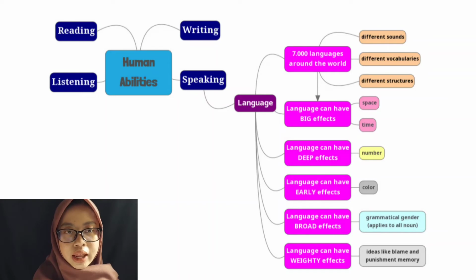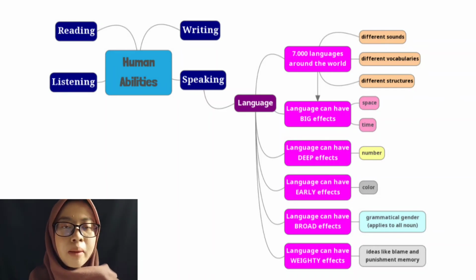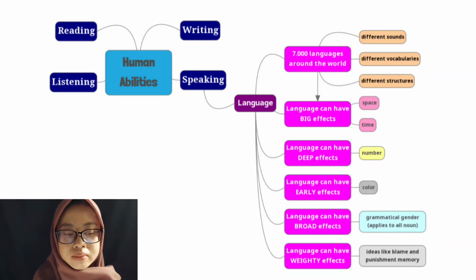Last, language can have weighty effects. It happens when conveying ideas like blame and punishment or eyewitness memory. Language can differ in how we describe an event. For English speakers, the language describes the person, or who did it. Meanwhile, in Spanish, the language describes what happened to the things, or the intention. It can be concluded that language guides our reasoning about events.